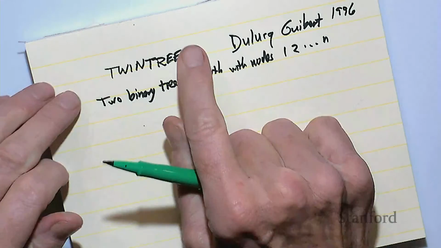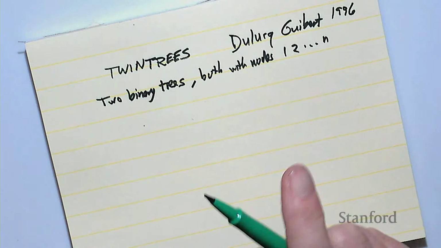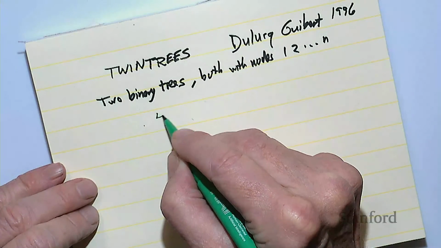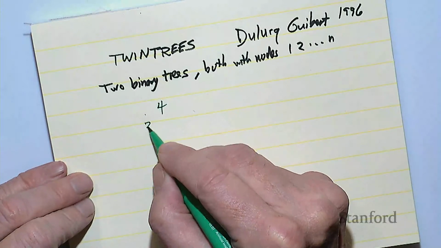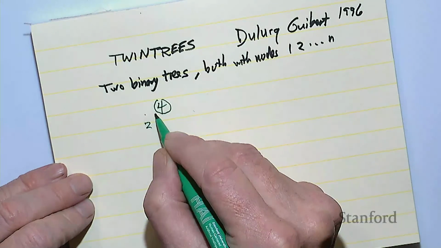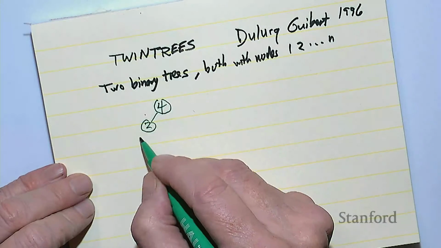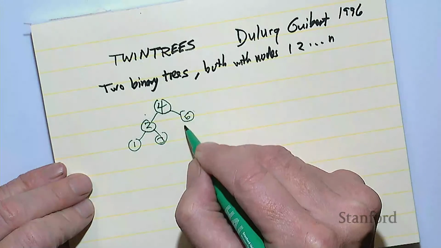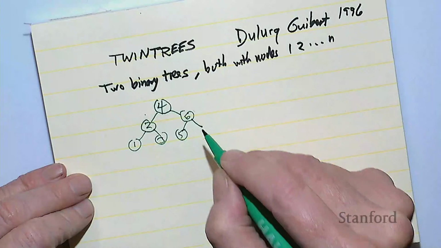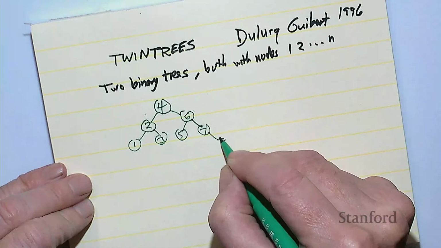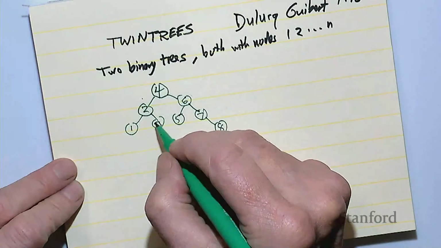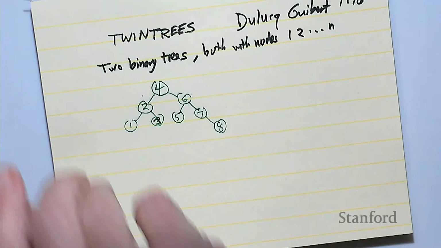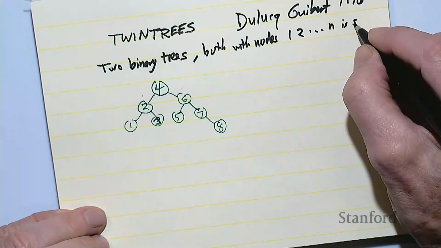Because a twin tree is a pair of binary trees. And so, well, it's Christmas time, so I'm going to draw the first one in green. And so I have a node here, number 4, and then here's 2, and here's 1, 3, 6, 5. This is going to be a binary tree with 8 nodes in it. And symmetric order, so this is in symmetric order.